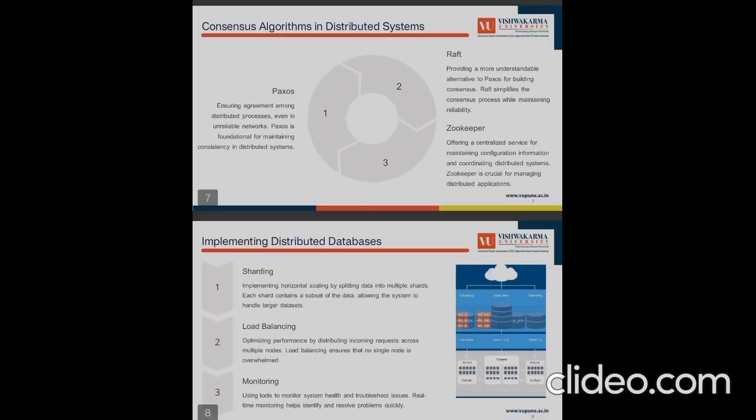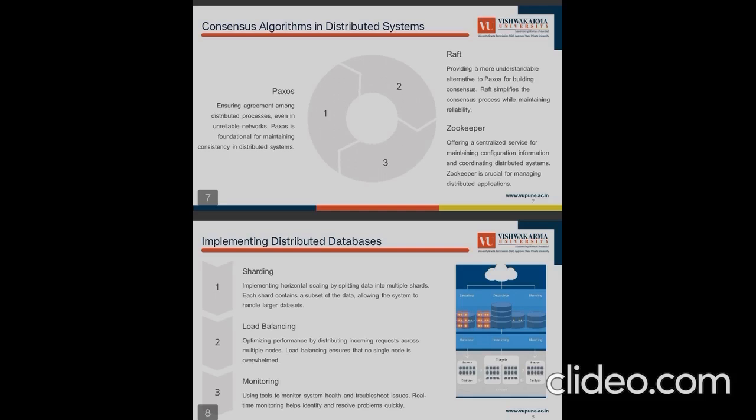Consensus algorithms in distributed systems. First, we have Paxos. Paxos helps servers in a distributed system agree on one decision, even if some of them fail. It's reliable, but it's also quite hard to understand and implement. Next is Raft. Raft is similar to Paxos, but it is easier to use and explain. It works by selecting one server as the leader. The leader makes decisions and shares them with the other servers, called followers.